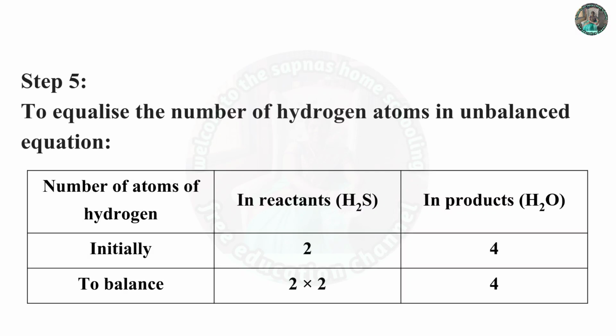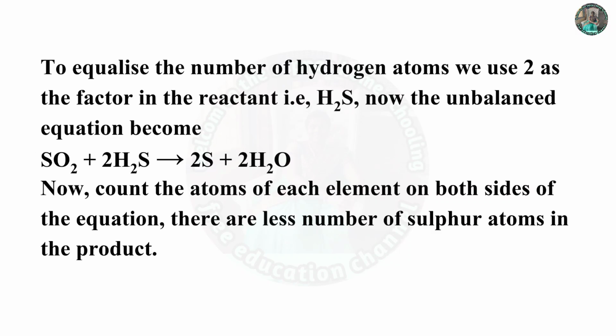In reactants how many are there, 2. In products there are 4. So to balance, we have to multiply the reactants by 2 into 2, so the products will have 4. To equalize the number of hydrogen, we use 2 as the factor of reactant. Example, H2S. Now the unbalanced equation becomes SO2 plus 2H2S is equal to 2S plus 2H2O.